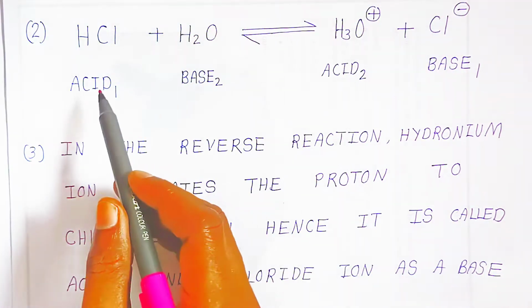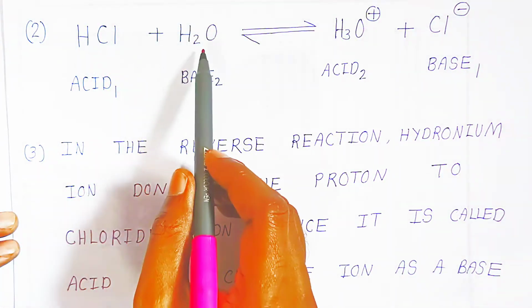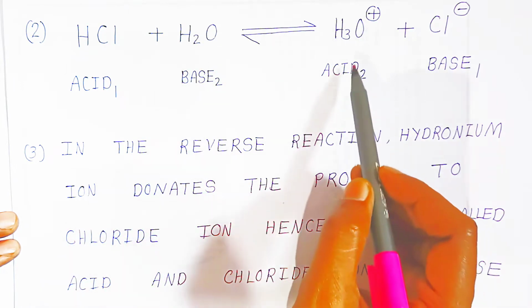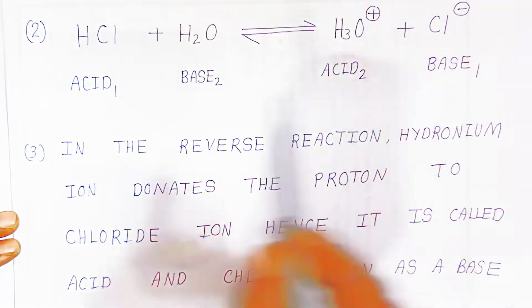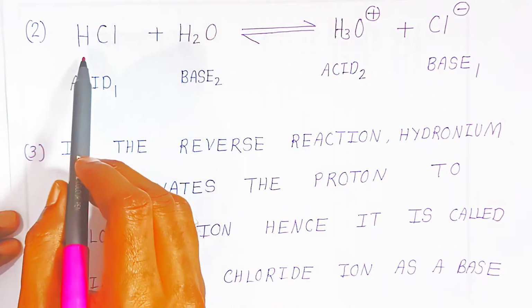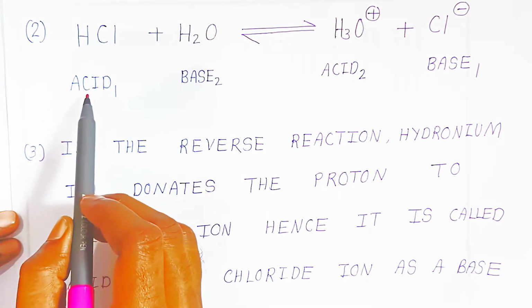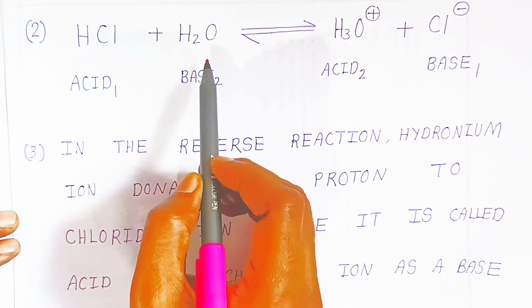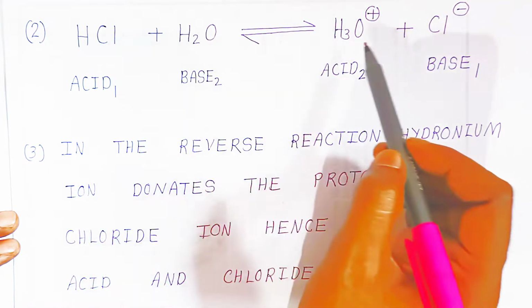Now students, here you have been given the example: HCl combines with water. Now it will form hydronium ion and chloride ion. Now what happens students, here the HCl is donating a proton to the water molecule. So because HCl is donating, it is called an acid, and water is accepting a proton, that is called as what? Base. Now it is forming hydronium and chloride.